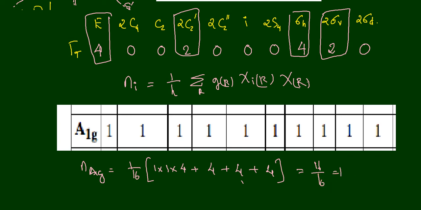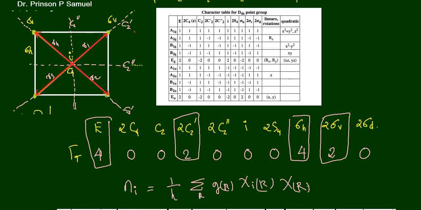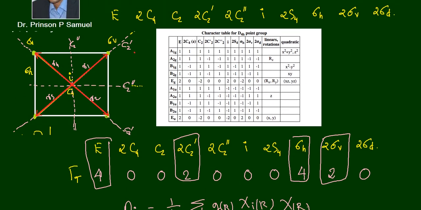Now you can do the similar calculation for other irreducible representations also. But one thing you have to remember is that you don't need to calculate for all these irreducible representations. How many are there? 1, 2, 3, 4, 5, 6, 7, 8, 9, 10. There are 10 irreducible representations. You don't need to write all of these for 10 irreducible representations. You pick only those which belong to some atomic orbital.